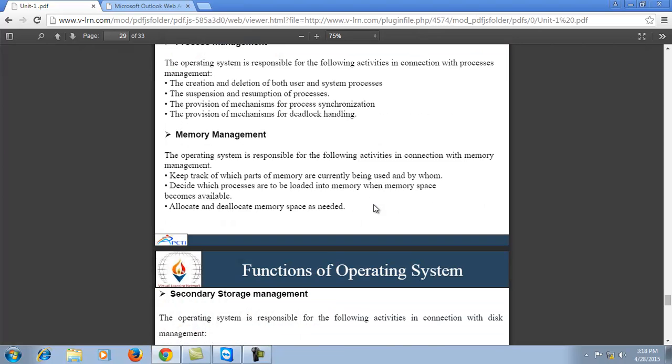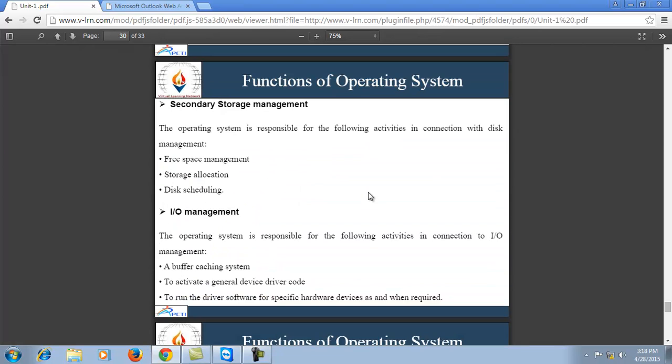Now we come to the next functions of the operating system. First, secondary storage management. Secondary storage is physical storage, or we can say non-volatile storage, where our data is stored permanently until our choice or until physical damage to the hard disk or system.